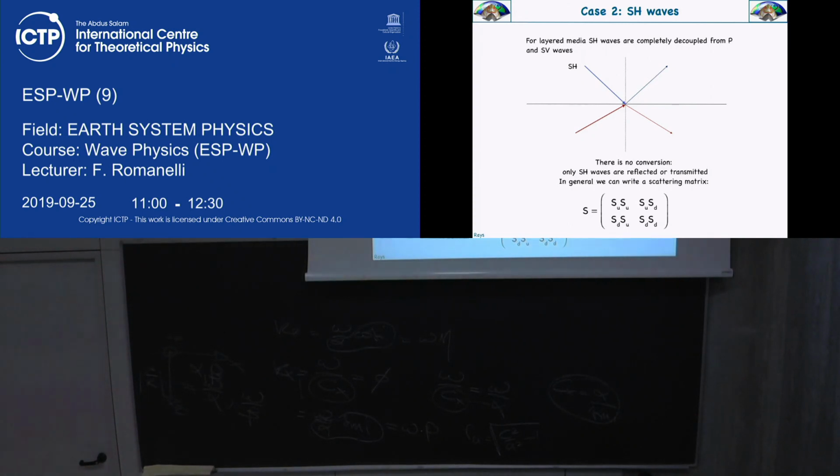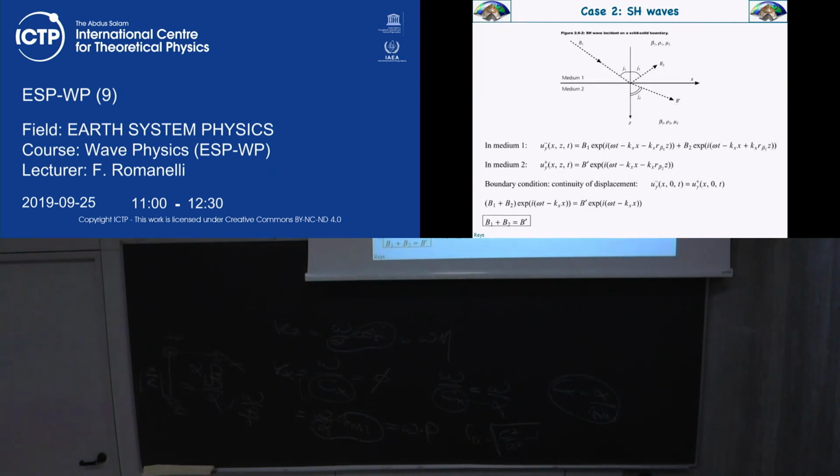P, SV, P. Because P waves are sound. So when they touch a fluid, they are sound waves. They can exist there. Okay? There is a slide later. Now what we have to do, and I'm sure that you are very happy, is to generalize the string problem. Why are we going to discuss this case here? Because it's the most similar to the heterogeneous string that we discussed a few lectures ago.